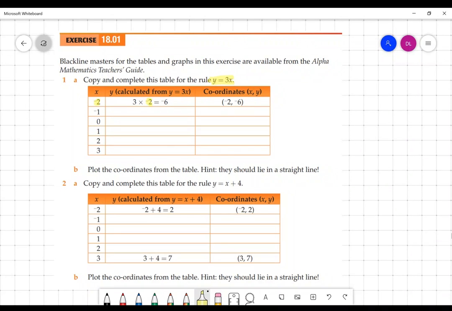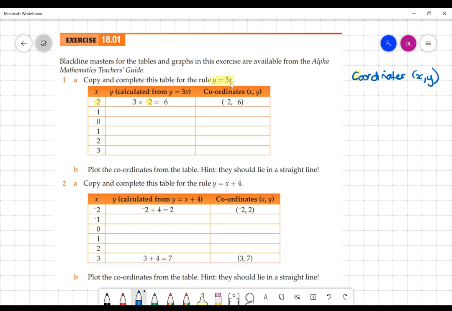Right, we're going to try and do exercise 18.01 out of the Alpha textbook, and it's about making tables which you can make coordinates for. Remember, coordinates come in like you put the x value first and the y value second, and it's written just here. So the coordinates are x and y. What you're trying to do is perform coordinates.